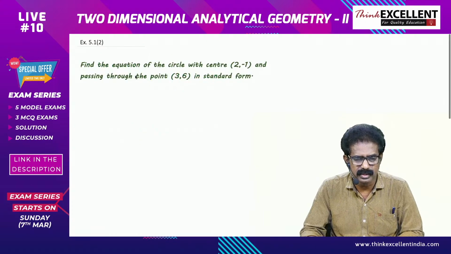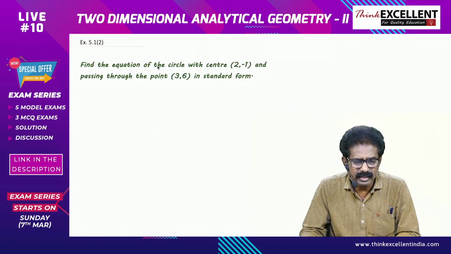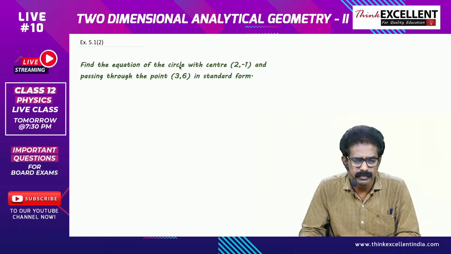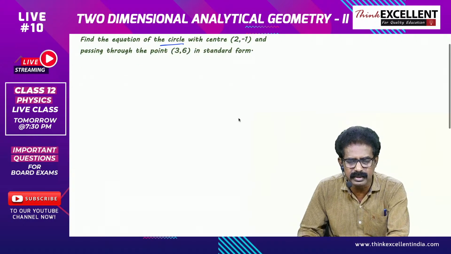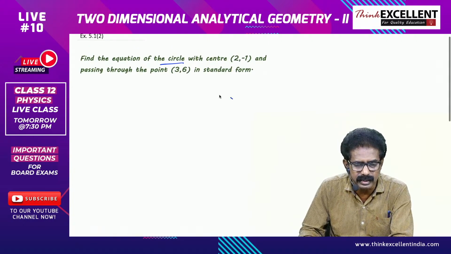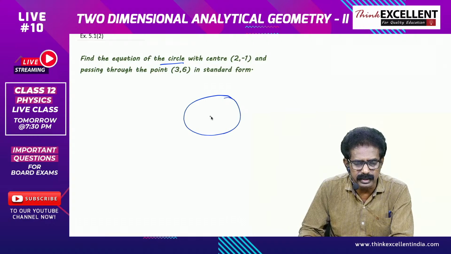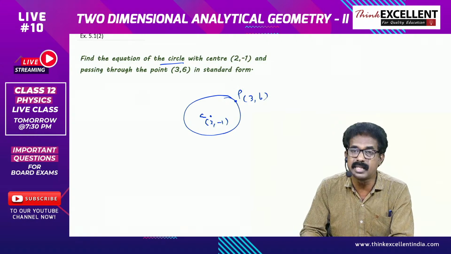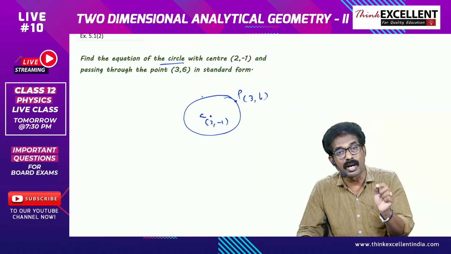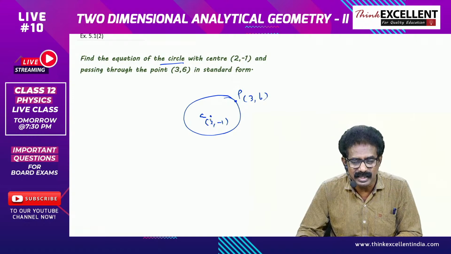Yes. Listen. Find the equation of the circle with center at 2 comma minus 1. Center is given, h k given, right? And passing through the point 3, 6. I am taking this as P. Center is given. Radius not given, but they have given a point on the circumference. Can you find the radius? Yes.